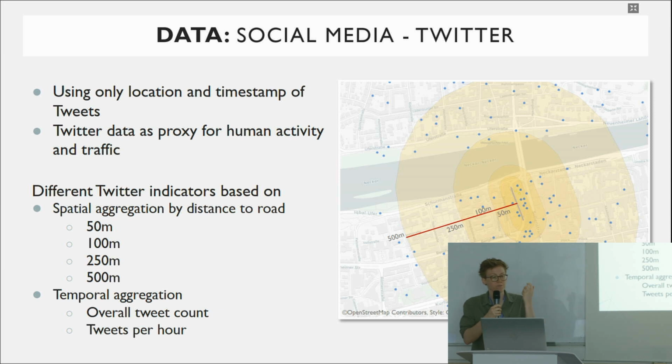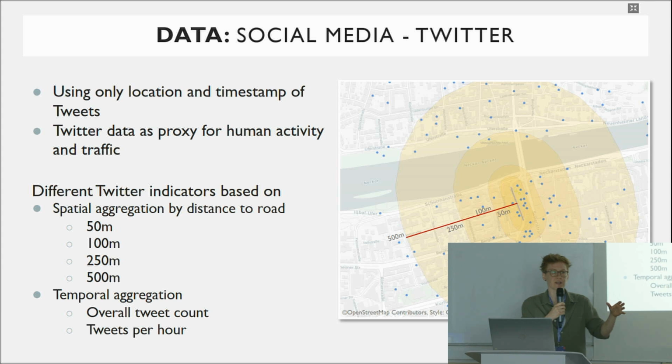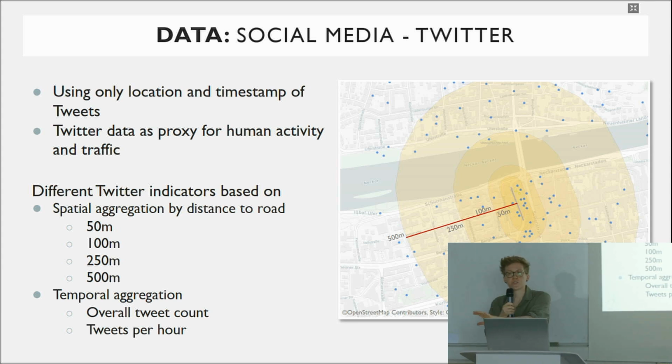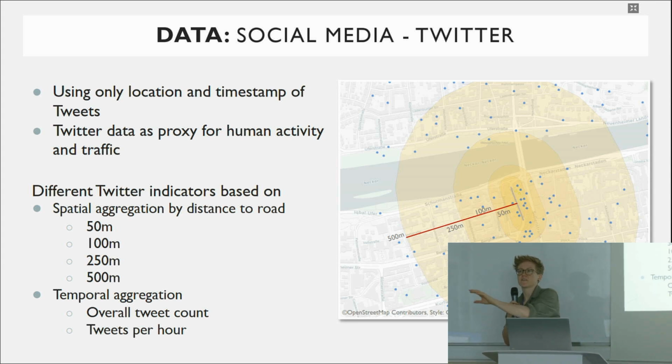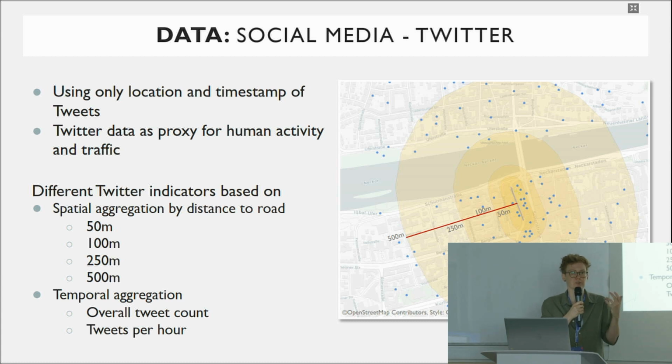And the whole assumption behind it is that we use the Twitter data, or the spatial temporal distribution of the tweets, as a proxy for human activity. Because if there are a lot of tweets in an area, it means there are humans, and these humans need to have gotten to this place somehow. So they need to have used some kind of mode of transport to get there, which in turn, of course, generates traffic.